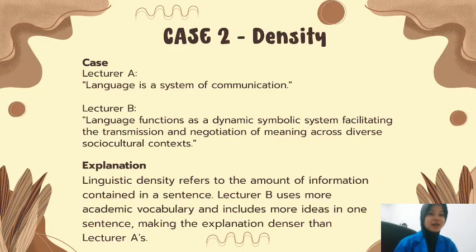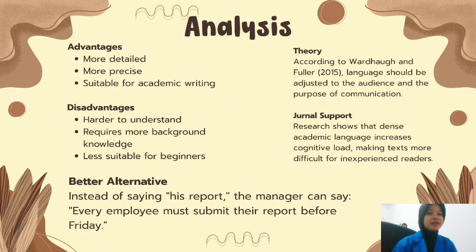The second case compares two lectures. Lecture A says language is a system of communication. Lecture B explains the same idea using a longer and more academic sentence. These examples show linguistic density, which refers to how much information is included in one sentence. The second sentence contains more information and is more suitable for academic writing, but it is also more difficult for beginners to understand. The advantage of dense language is that it is more detailed and precise.